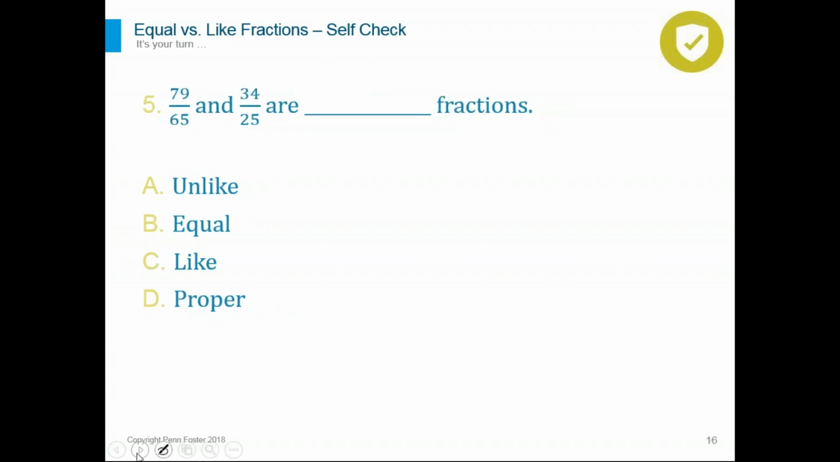Next, another question on the same topic. 79 over 65 and 34 over 25 are what fractions? Unlike, equal, like, or proper? What do you think?